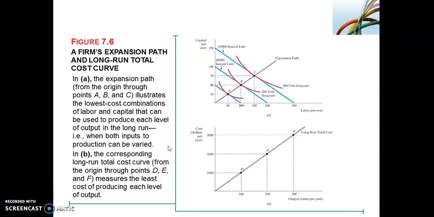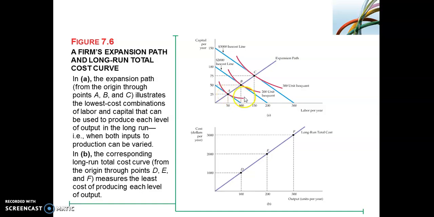Now in part B, we can see the output cost combinations that are plotted. On the vertical axis, you've got cost, and on your horizontal axis, you have output, hence output cost combinations. And if we look at points D, E, and F, they correspond to points A, B, and C respectively. Point D corresponds to point A.